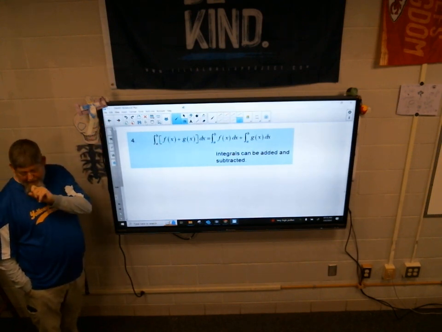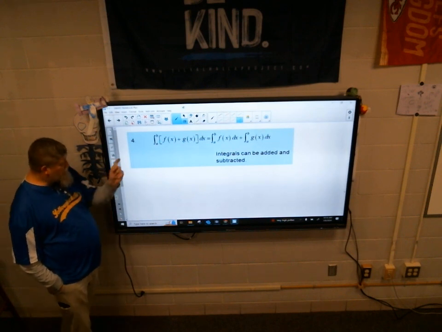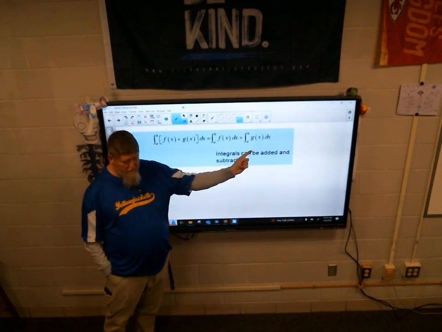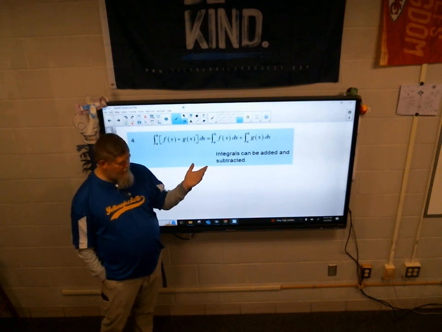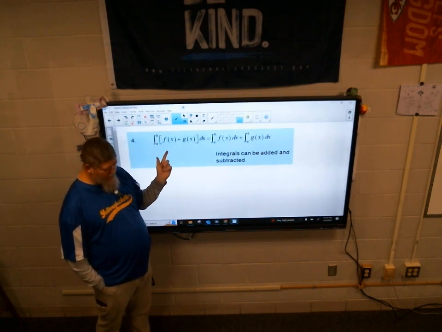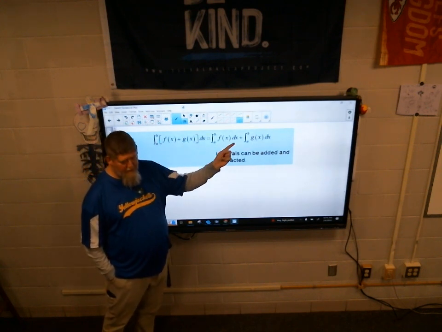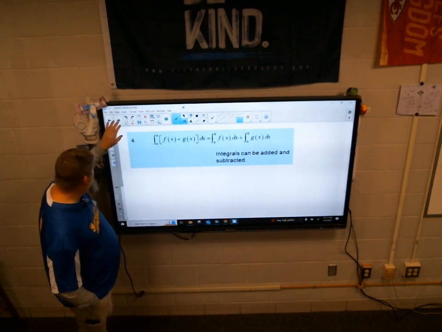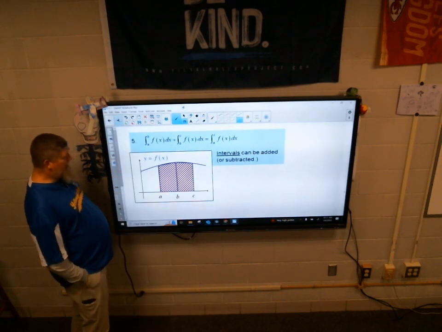Now, do notice one thing on this one. What do you notice about all the limits? They're all the same. If I'm doing f and g from A to B, then it has to be f of x from A to B and g from A to B. Okay? Number 5.